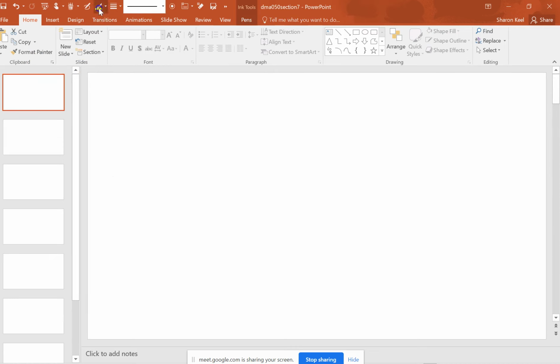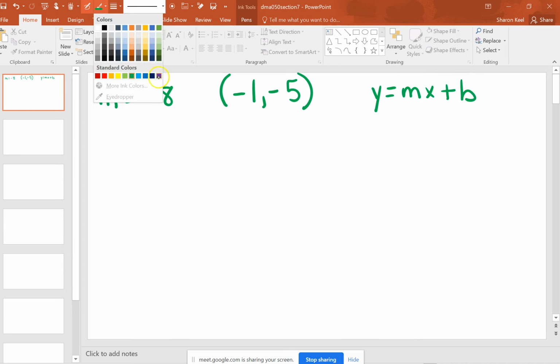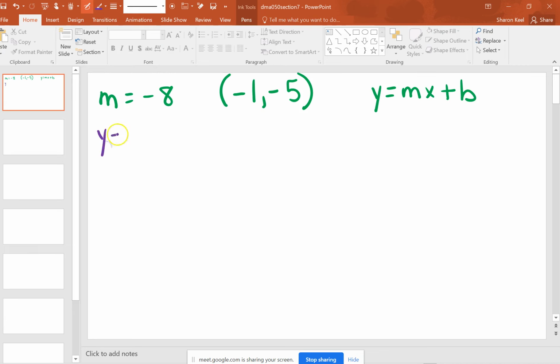All right, so if we are given m equals -8, and we're given the ordered pair -1, -5, I want you to give me the equation, and I want the equation to be in slope-intercept form. That's the form I want my final answer in. The first way I'm going to show this is with the point slope equation, y minus y1 equals m times x minus x1. I'm going to show it to you solving this way, and then I'm going to show it to you the way that I like to do it.